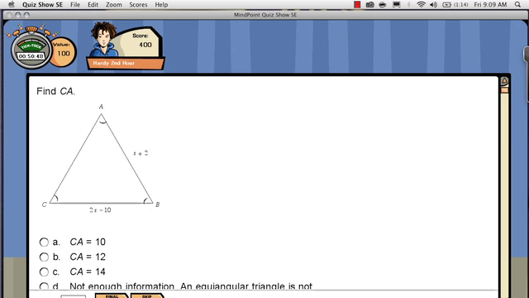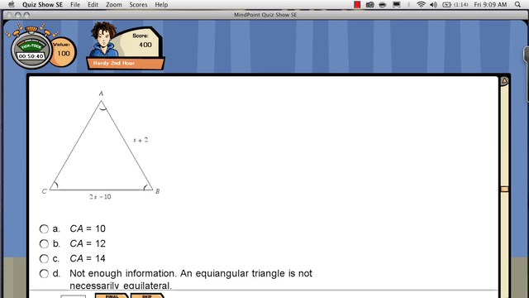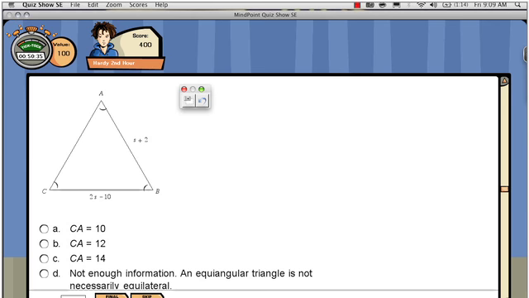Oh, good question right here. Find CA. We're looking for CA. S plus 2. Why is it an S and an S? They're both S's. What are we going to do with these two things right here? They're congruent. Great job.